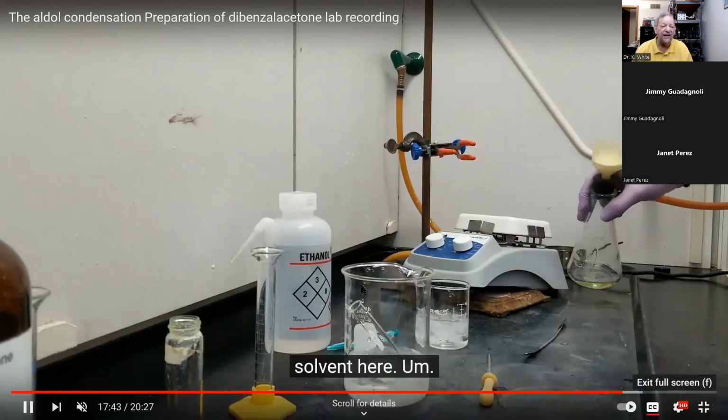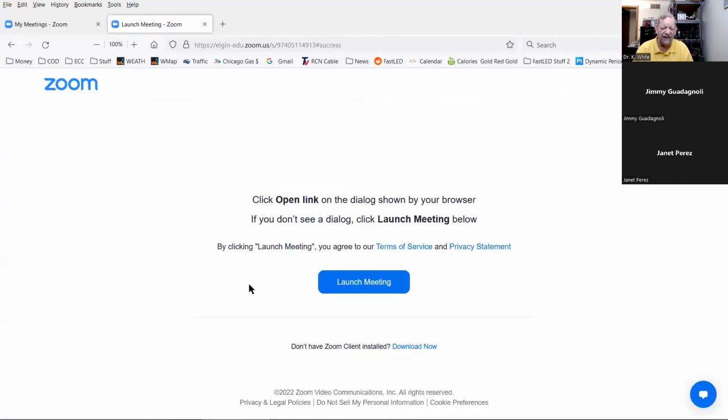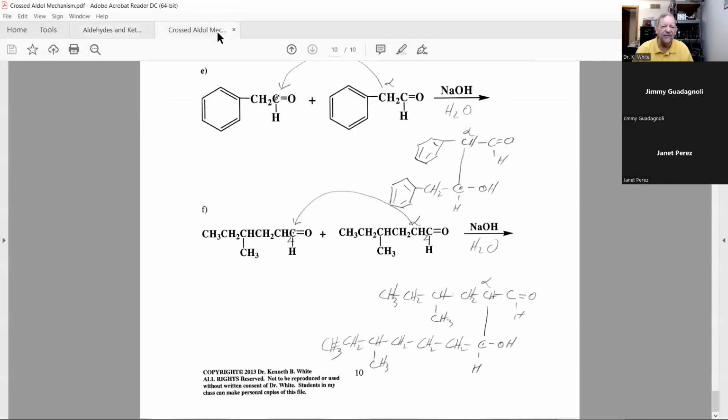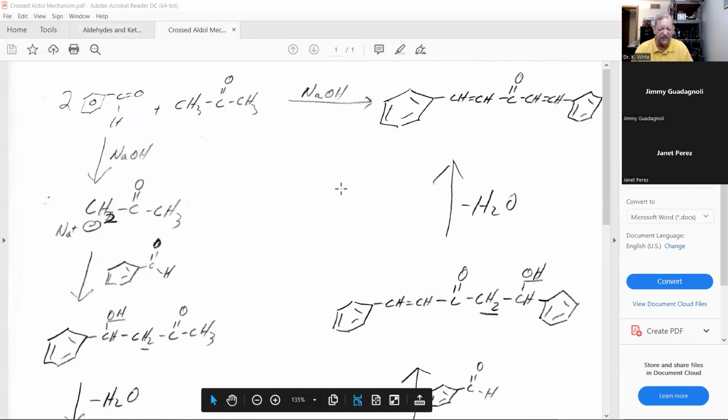Now, the important part of this lab is to see what's happening stepwise. And I will post, I didn't, but I will, later today, this is a step-by-step mechanism. Everybody see that on the crossed aldol mechanism? On your screen, you have a handwritten mechanism, all right, thank you, Janet.